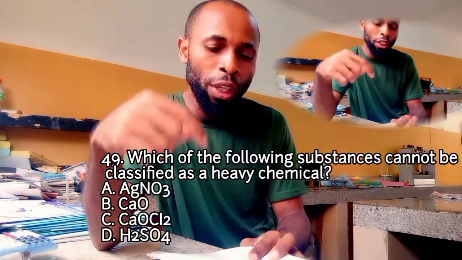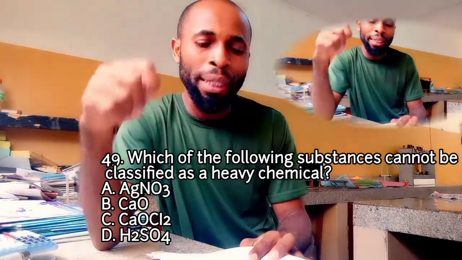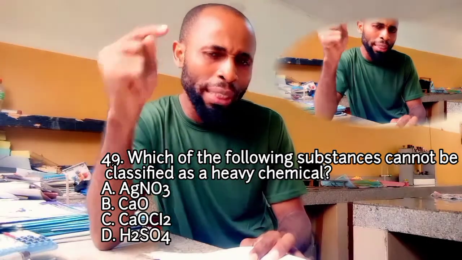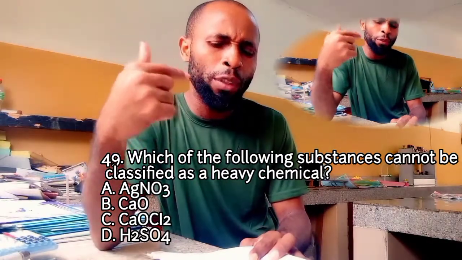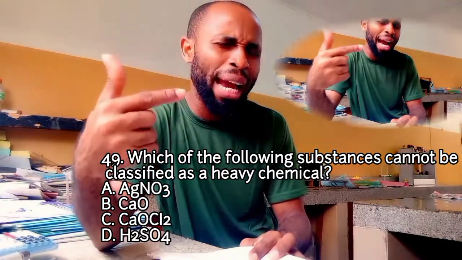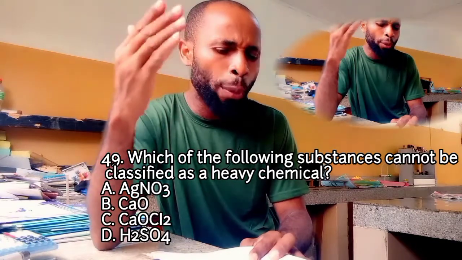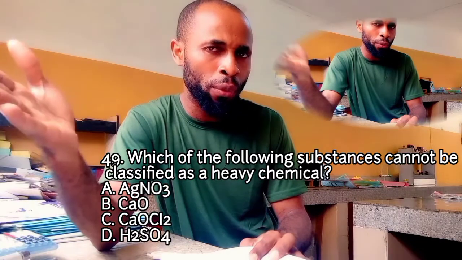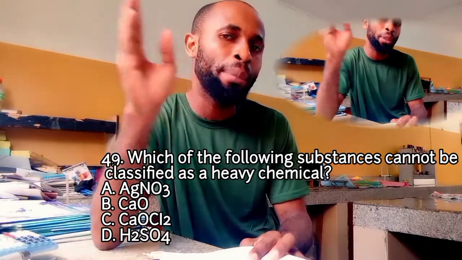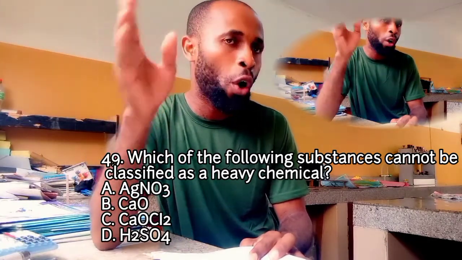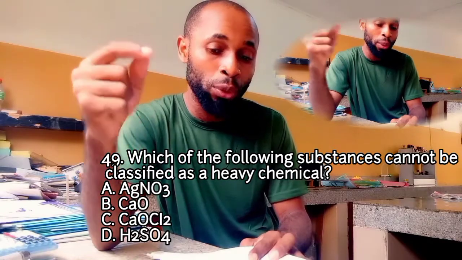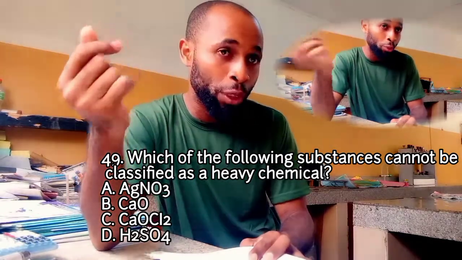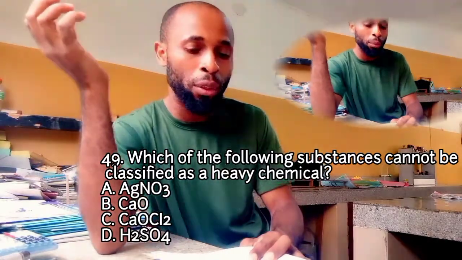49. Which of the following substance cannot be classified as a heavy chemical? The answer is calorimeter. But listen, if the question is which of the following can be classified as a heavy chemical, option A, B, C are off. The correct option should be H2SO4 because that's the one that every chemical industry or chemical laboratory must have, H2SO4, which is tetraoxosulphate(VI) acid.